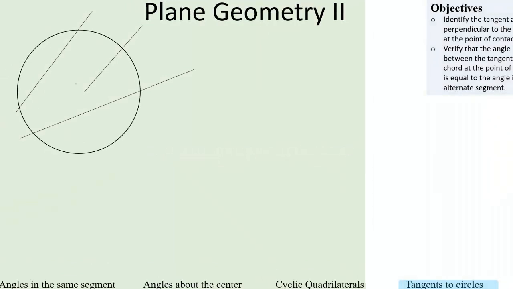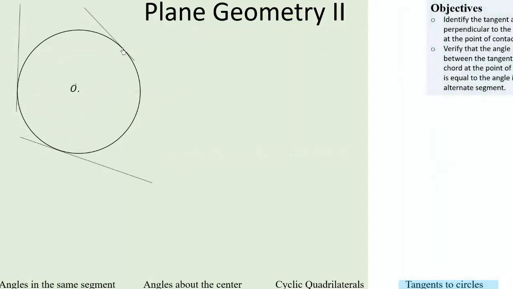Now, these are not tangents because a tangent must touch the circle at just one point. When we extend this line, it will cut the circle again, so it's not a tangent. Here are examples of tangents to the circle center O. When we extend the lines, they will never meet the circle again, so they are tangents.